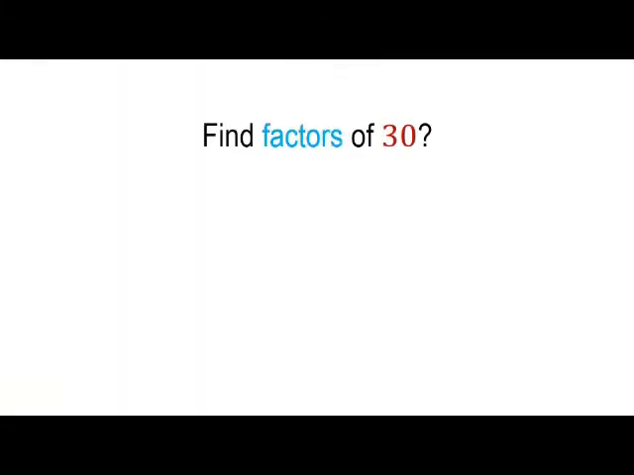Okay, the very basic question that you can easily answer is: find factors of 30. Can you find its factors? Yes, you can easily find factors of 30. For example, 1 and 30, these are two factors because 1 can divide 30 and we get 30. So 1 and 30 are two factors of 30.